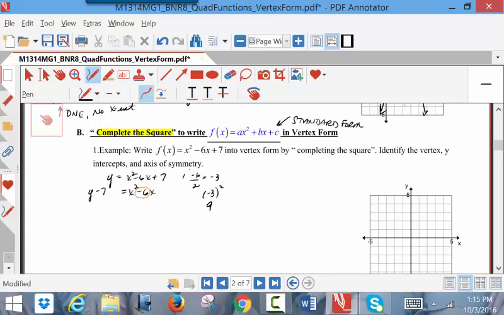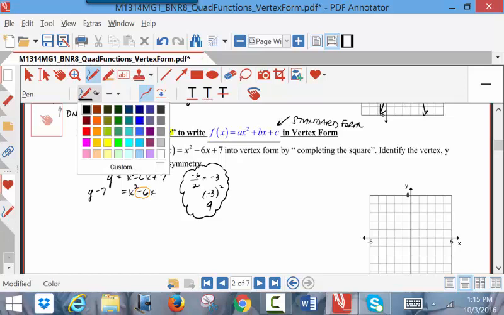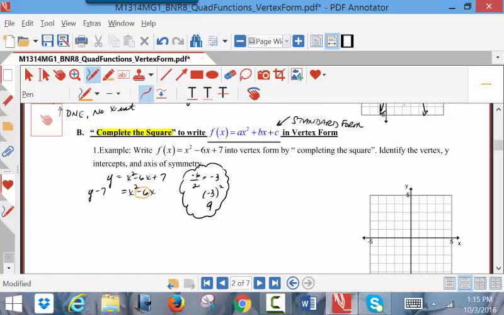That's kind of like a magic number. So this is the process: take half of the middle number and square it. That 9 I'm going to add to each side of this equation. So I'm going to add 9 here, and I'm going to add 9 here. I must do the same thing to each side of the equation, or the equation is not valid anymore.